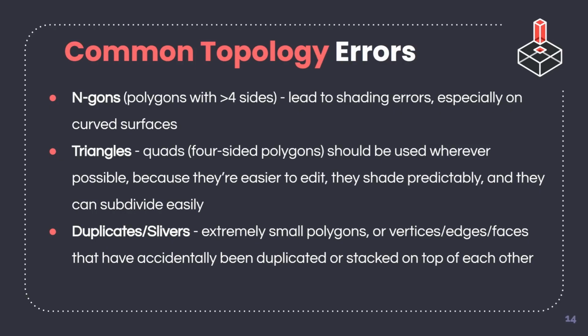And then duplicates and slivers, which are extremely small polygons or vertices, edges, or faces that have accidentally been duplicated or stacked on top of each other. So all of those things are common topology errors that could lead to rendering issues when you're in this process of creating the UVs and then material design and texturing.